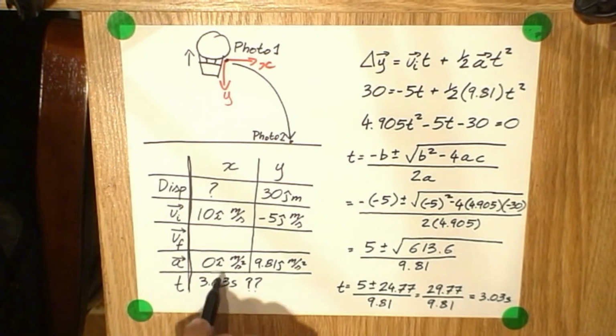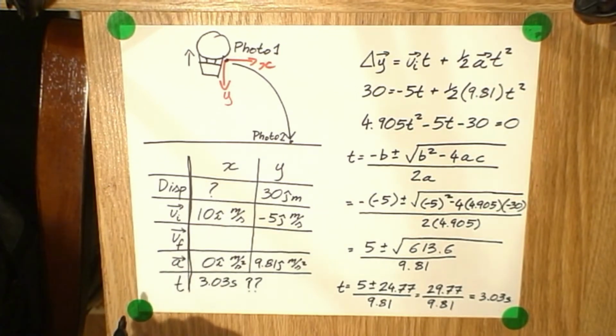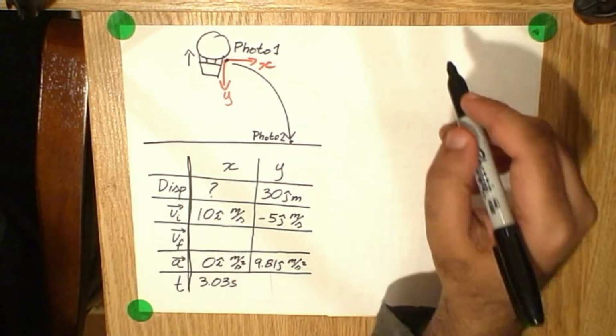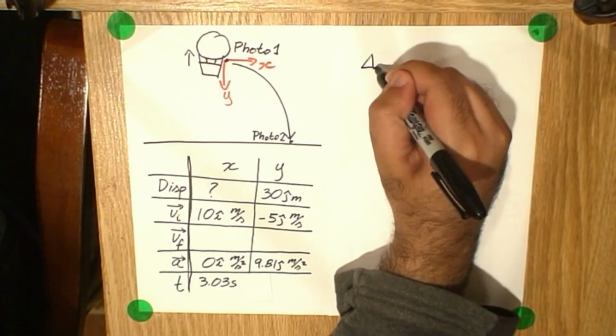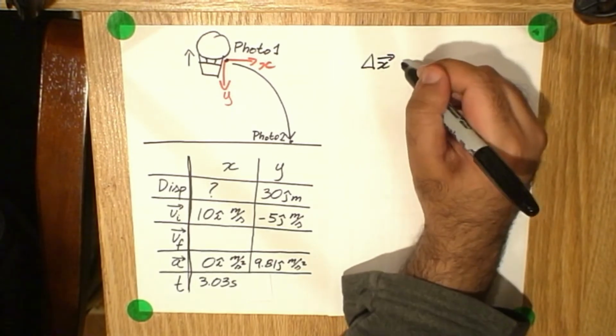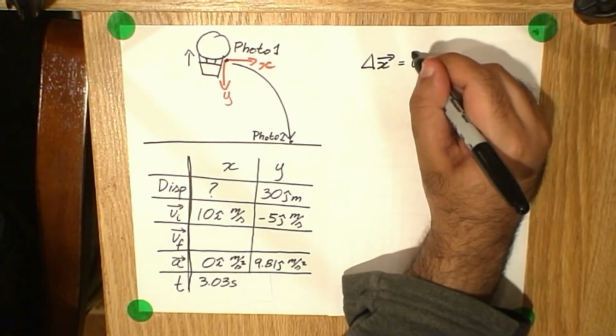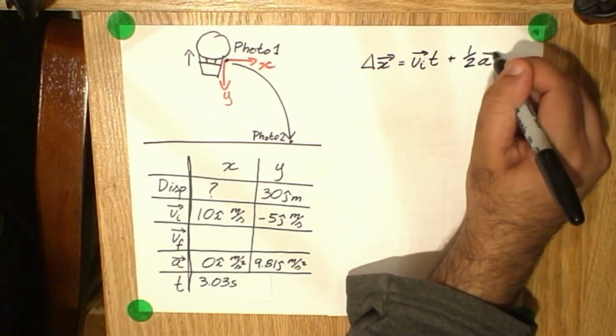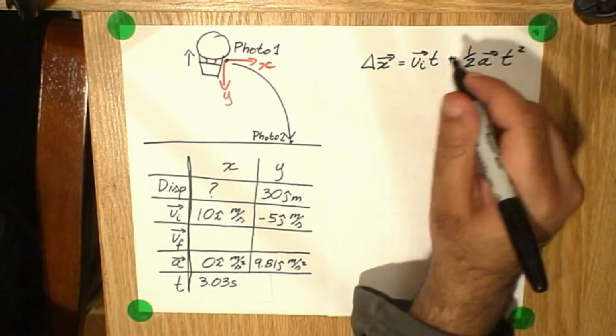Now we have 3 pieces of information in x. So we know the time, we know the acceleration, we know initial velocity, and we're looking for displacement. Once again, we use toolbox equation 2. Delta x equals v initial times t plus 1/2 acceleration times t squared.